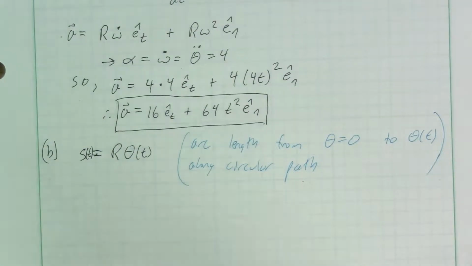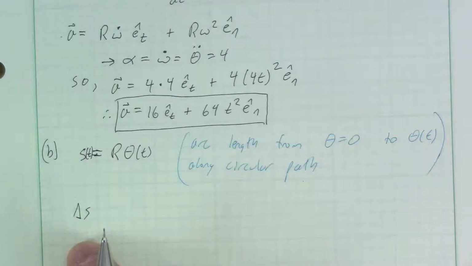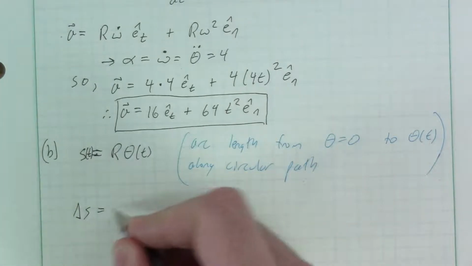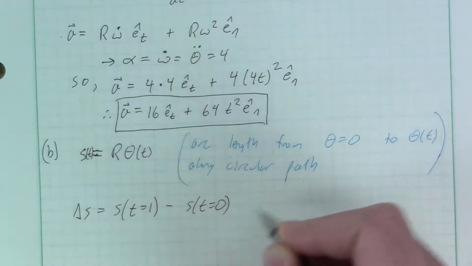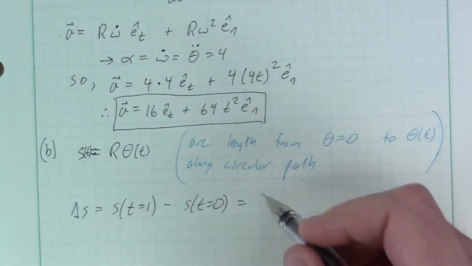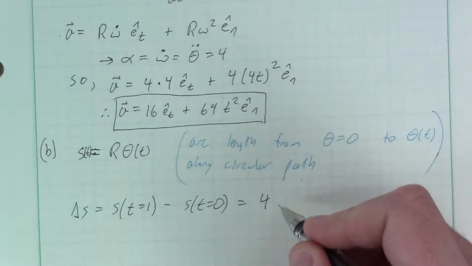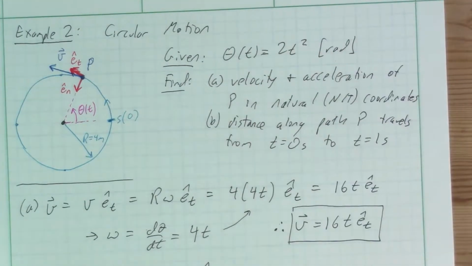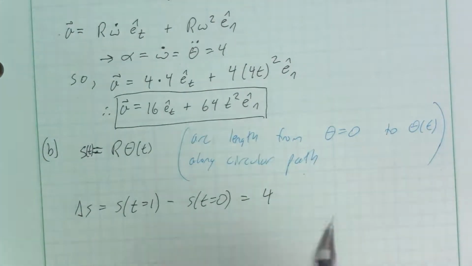Okay. So our change in our s coordinate, change in position, is going to be the s at t equals 1 minus s at t equals 0, so we're going to plug in r theta at these different times. So r in both cases is 4. Theta is 2t squared, where we're doing r times theta for these two instances. This is our change in position. It's really the arc length.